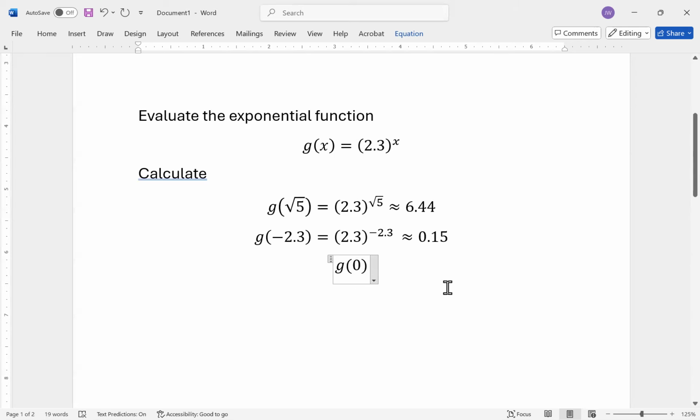When I raise to the 0th power, 2.3 raised to the 0th power is 1. That's a rule of exponents you probably should know. When you raise anything to the 0 power, you end up getting 1. Once again, raising to bigger powers gave us larger outputs because our base was above 1.